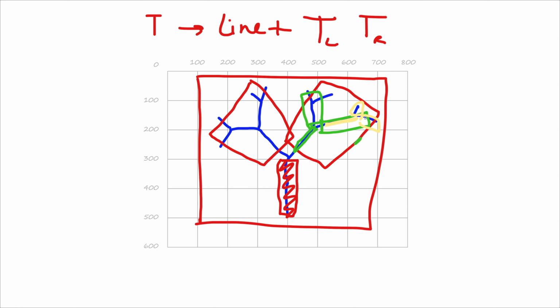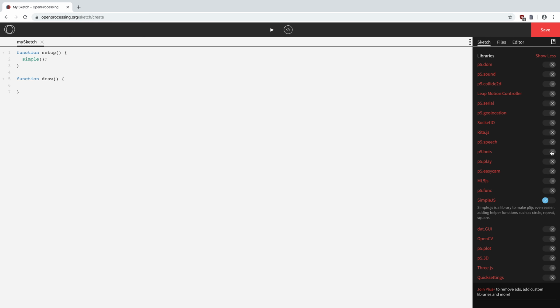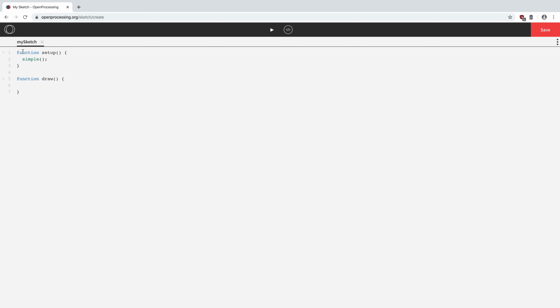It's helpful when we write things down in plain English because it helps us clarify what could otherwise be quite a complicated idea. So let's do that. As usual, I'm logged into openprocessing.org and I've made sure that my Simple.js library is enabled, and I've turned on Simple in the setup section, and I've got an empty draw function ready to go.